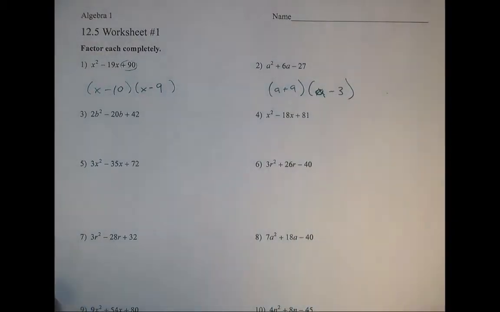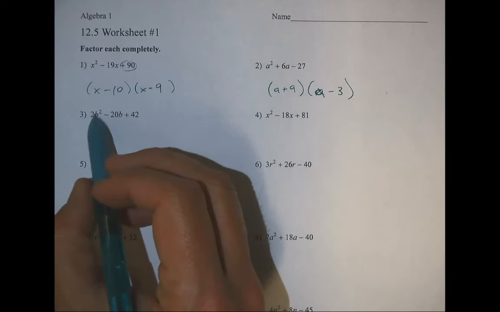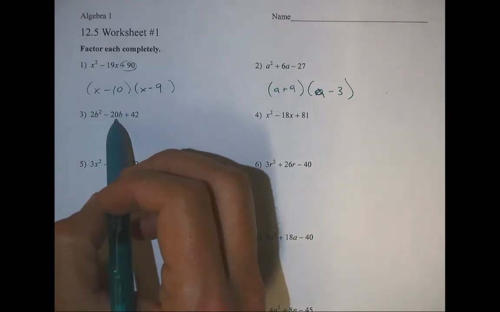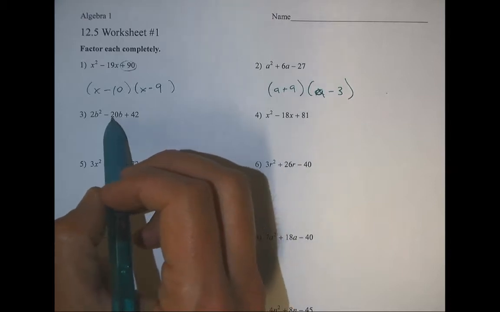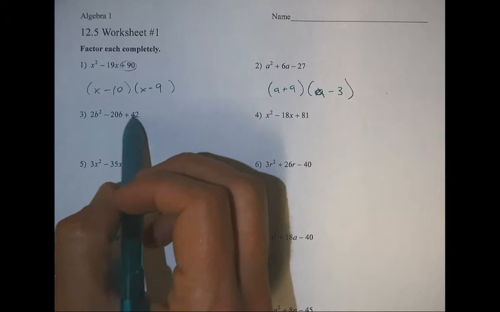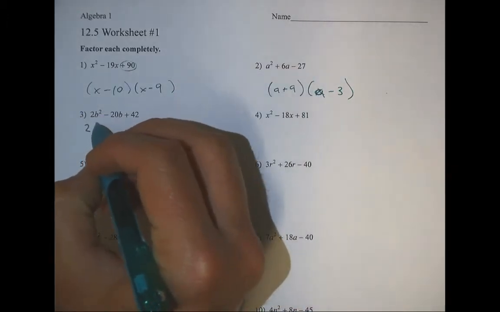Okay, number 3. Now I've got something that I can factor out of all three. So you take a look. This is different, and we talked about this in 12.5, having a coefficient here. But before we start worrying about doing all that kind of work, we can actually just factor that 2 right out. Every single one of these terms has a 2 that can be factored out. So we're going to start with that.